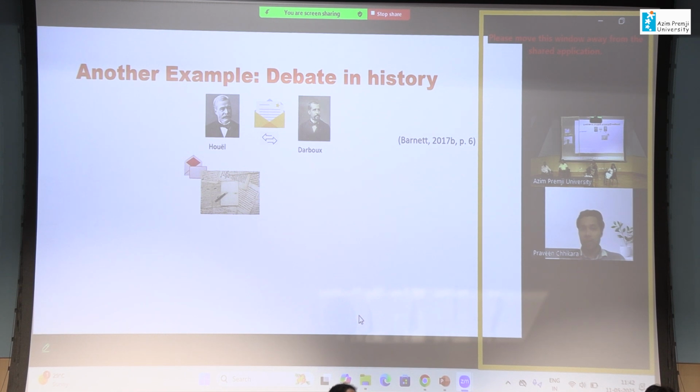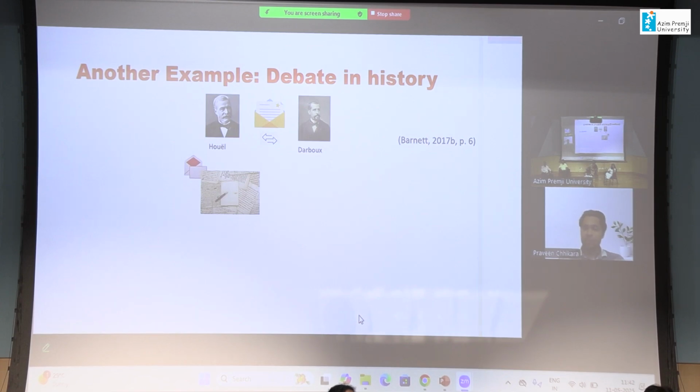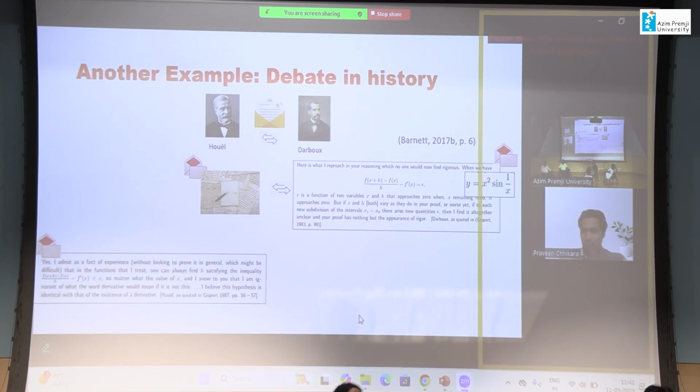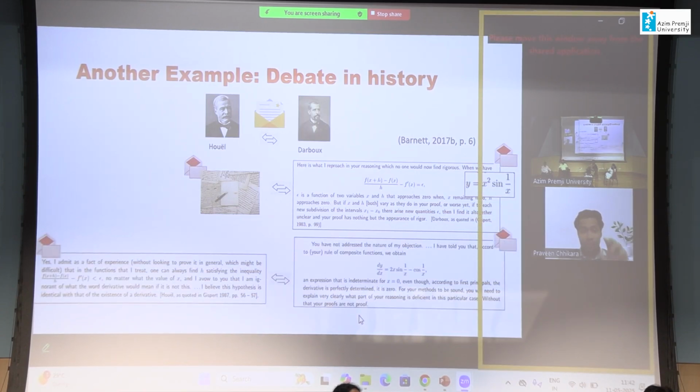Hoüel and Darboux were French mathematicians, and Hoüel had requested feedback on his first draft while he was writing a book on differential calculus. He wrote to Darboux and asked for his feedback. I won't go into more detail, but I want to highlight one thing. In this correspondence, Darboux provided counterexamples, and he wanted to convince Hoüel that he needed to take more care in his proofs.